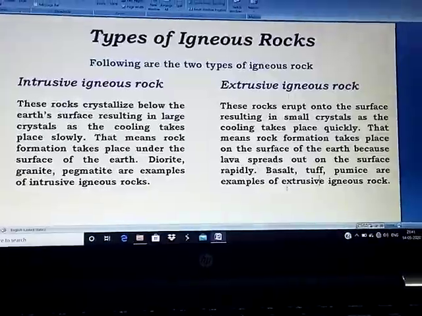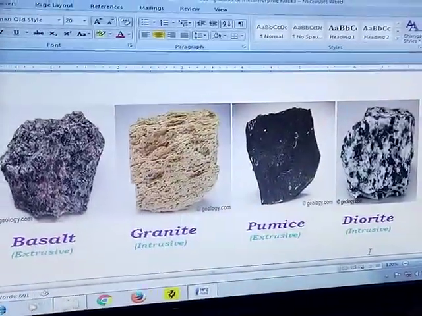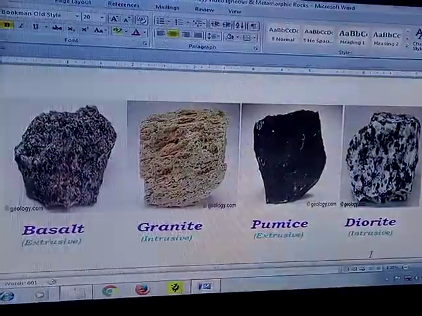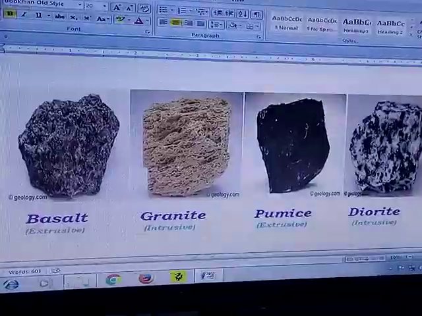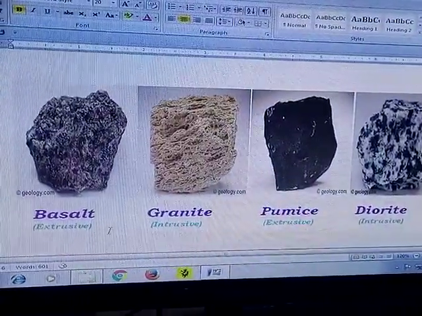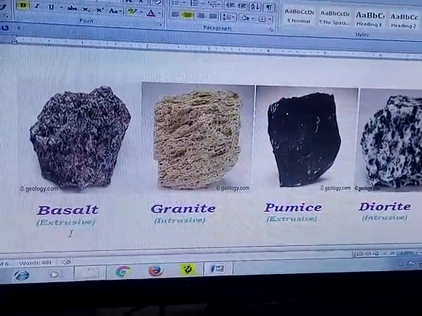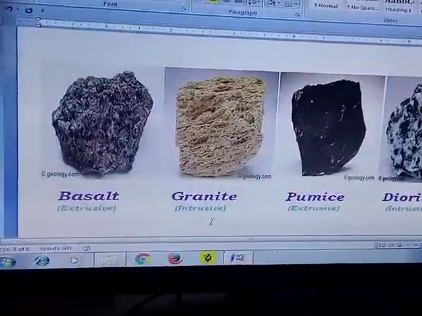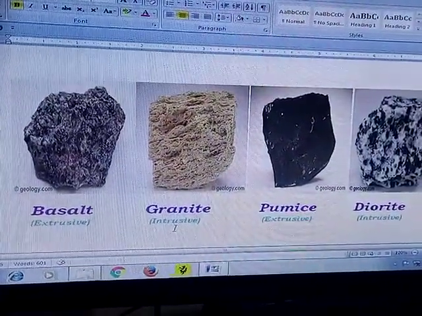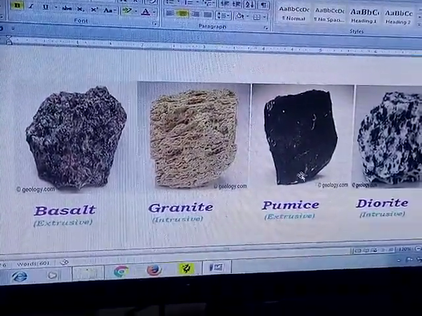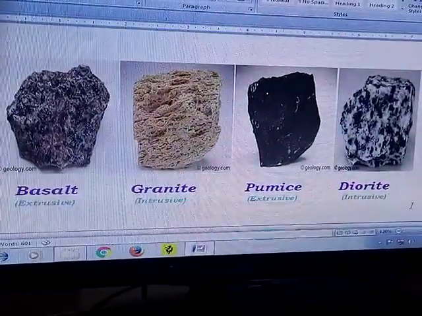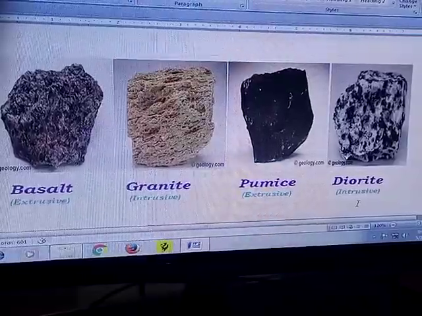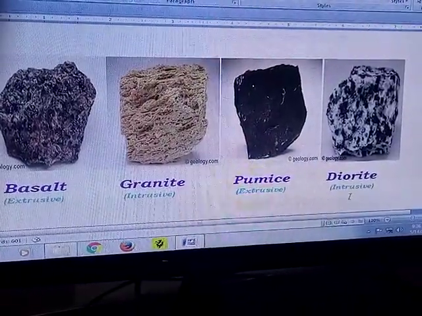And here you have some examples, pictures of some famous, quite common igneous rocks. Basalt, it is extrusive igneous rock. Granite, it is intrusive igneous rock. Pumice, it is extrusive igneous rock. Diorite, it is intrusive igneous rock.